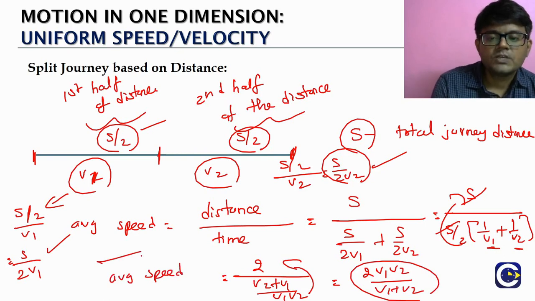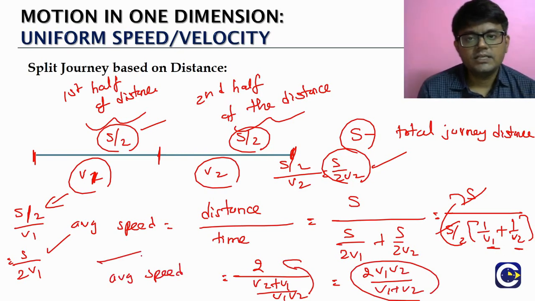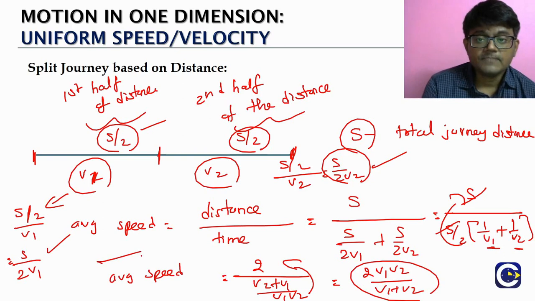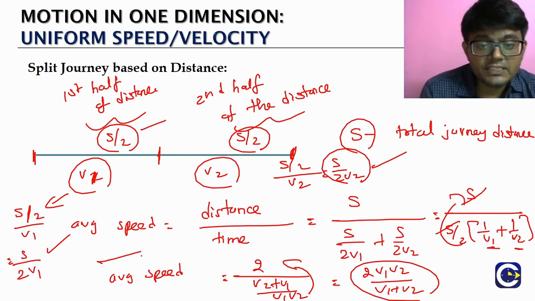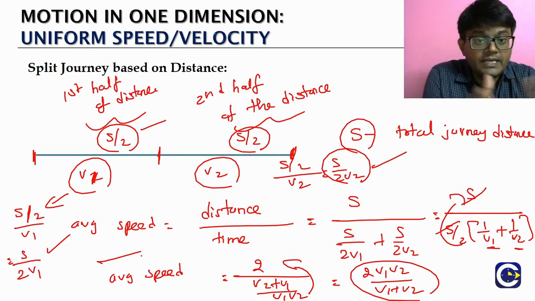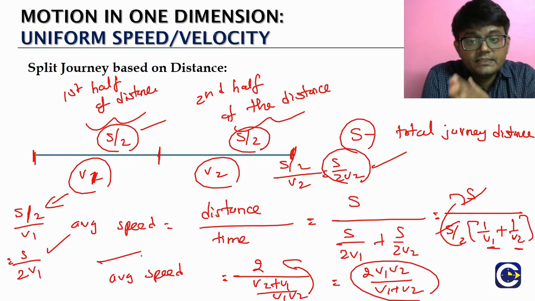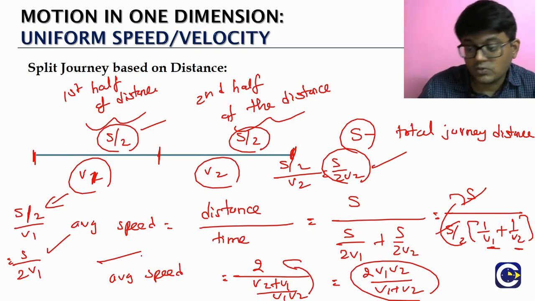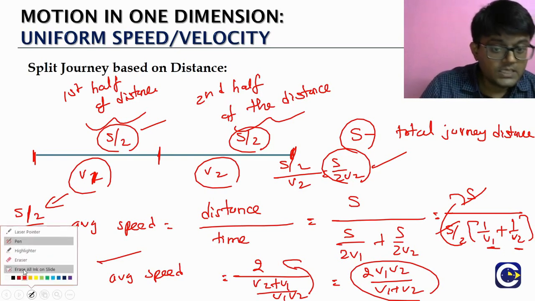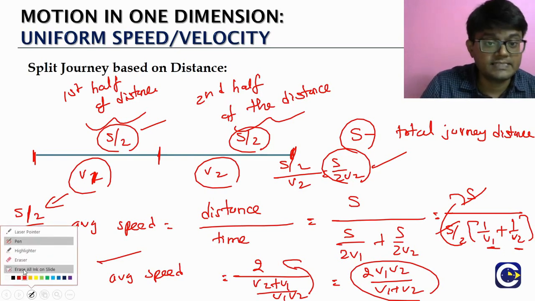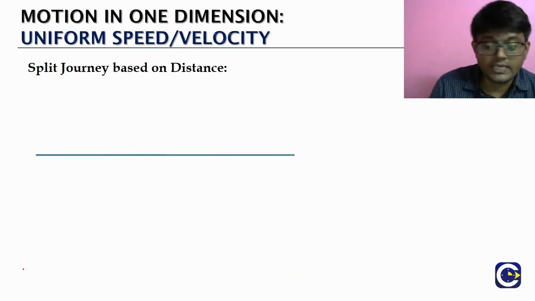So if you divide the journey based upon the distance, what is the average speed formula? Here we are dividing based upon the distance, first half of the distance and second half of the distance. The formula we have is 2V1 V2 by V1 plus V2. This is the average speed formula. Now some people will even remember these standard formulae. We'll do one more case.